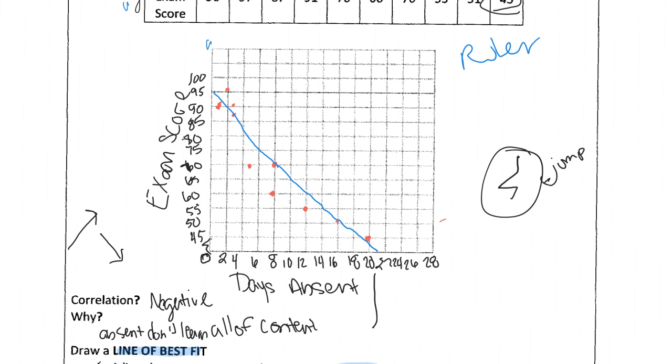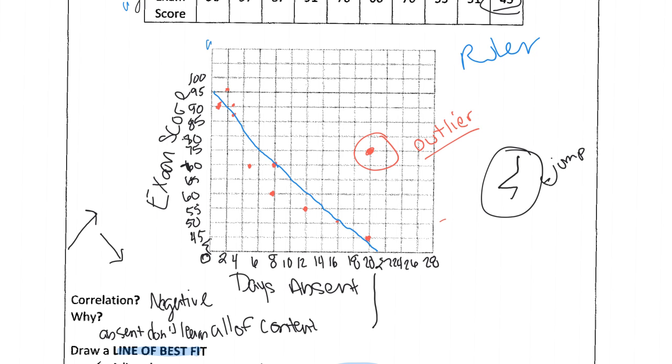Real quick side note, if I had a point that was like way out here, what would this be called? Does anybody remember? It'd be called an outlier. I just remembered that, so I wanted to throw that out there.